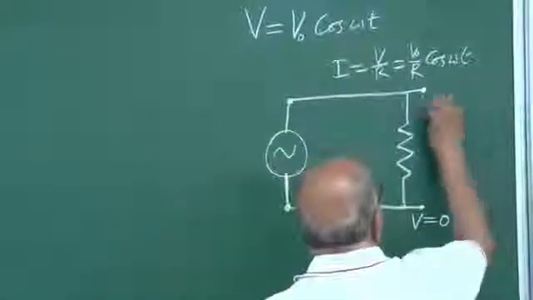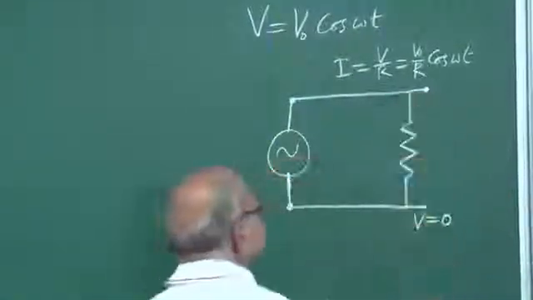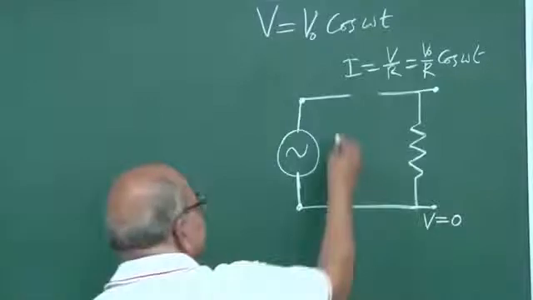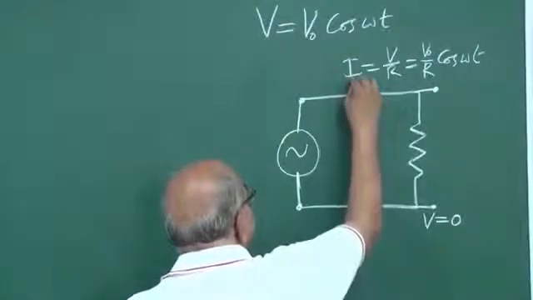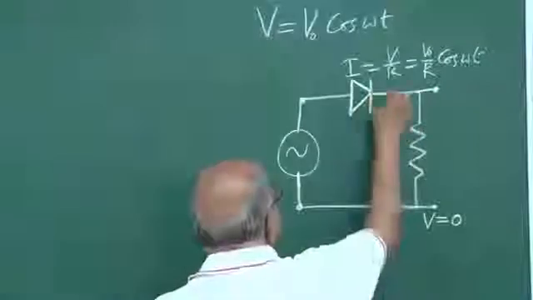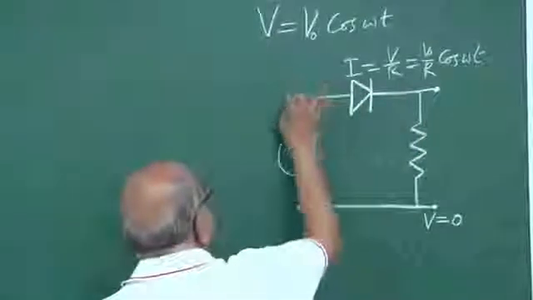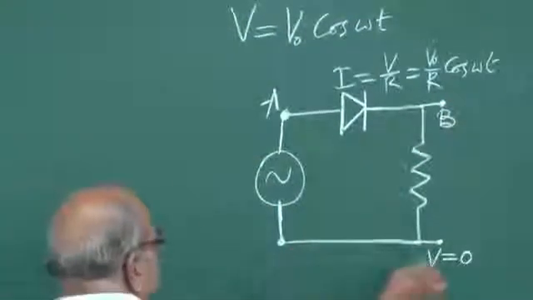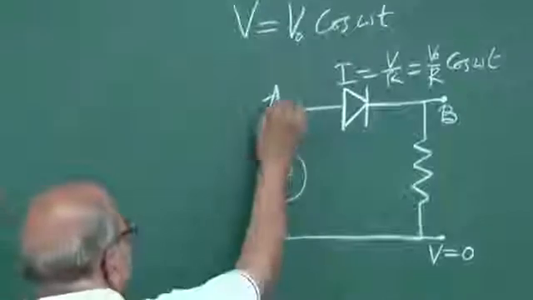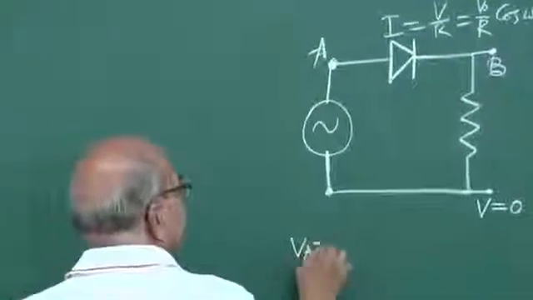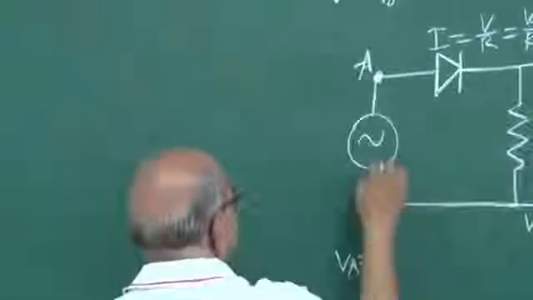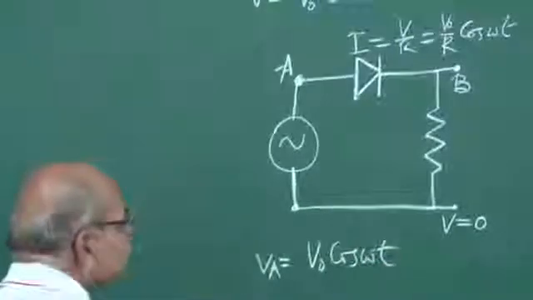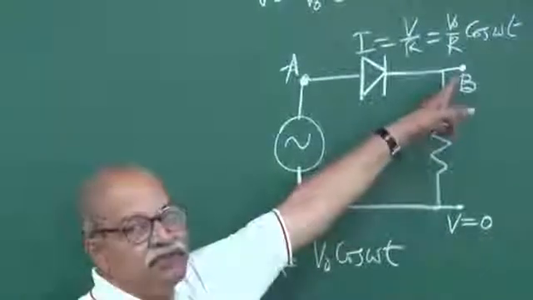Let me put a diode in between, just a PN junction here, and let me call this point A and this point B. This is 0, this is all 0. So what is VA, the potential at A? That will be just the potential of the source, so let this be V naught cos omega t. And the question is, what is VB?